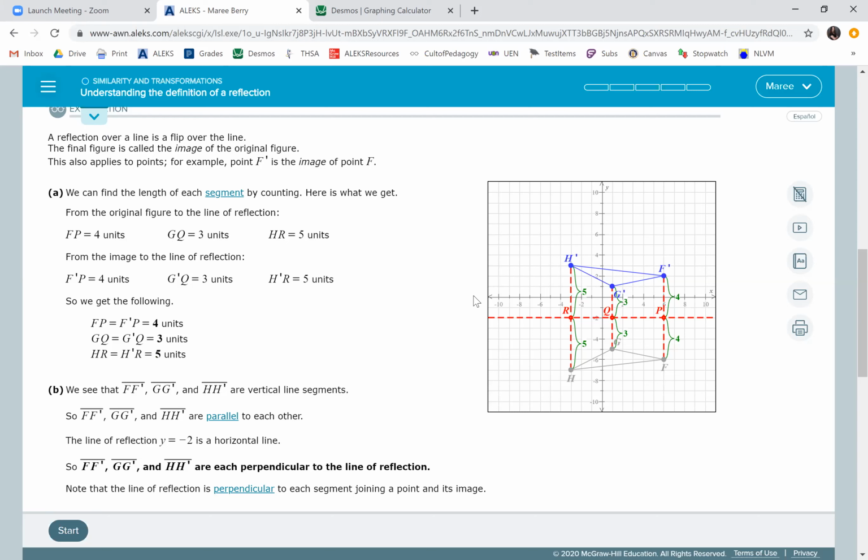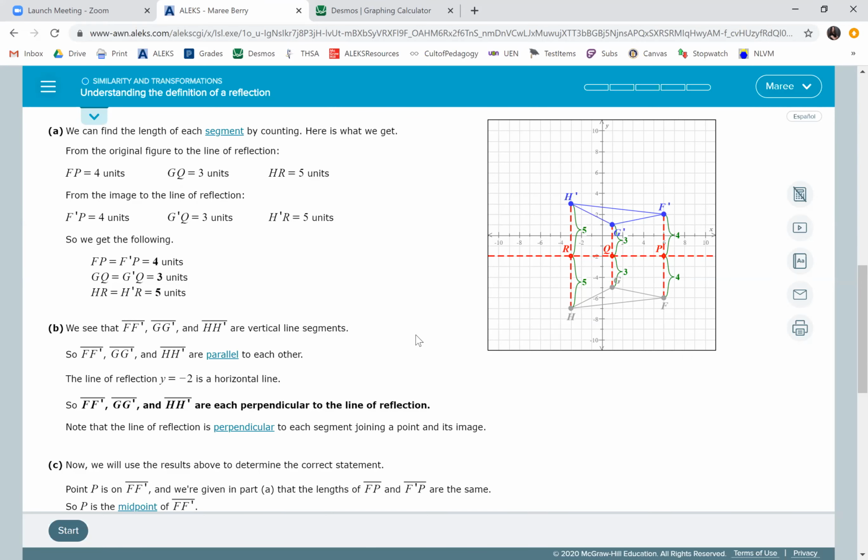from F to P. And so right here on this picture on the right, they show that between F and P there are 4 units, and between P and F prime there are 4 units. Between G and Q there are 3, and between G prime and Q there are 3. Between H and R there are 5, and between H prime and R there are 5. So that's why they write down 4 units between F and P, and between P and F prime, 3 units for the second one, and 5 for the third.